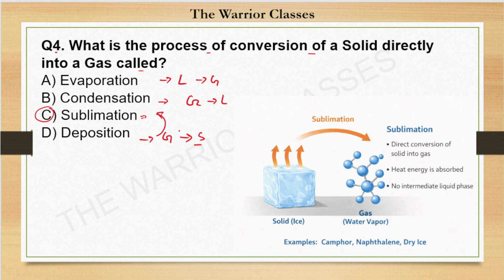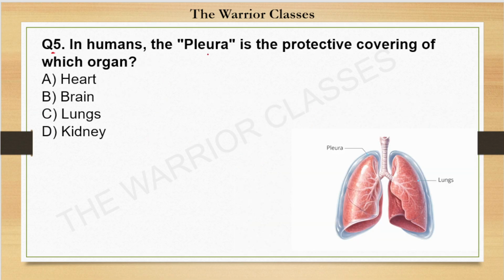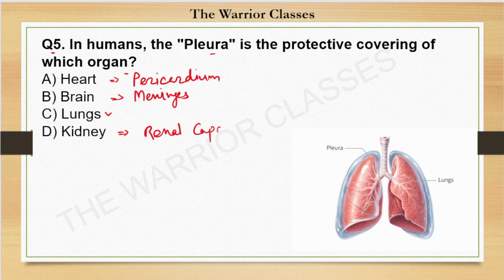Now our next question. Now question number 5. In humans, pleura is the protective covering of which organ? And the correct answer of the question will be lungs. And heart is protected by pericardium, right? And brain is protected by meninges, right? And kidney is encased in a renal capsule. It is called renal capsule.